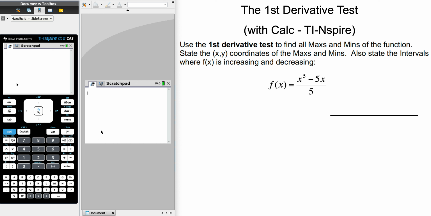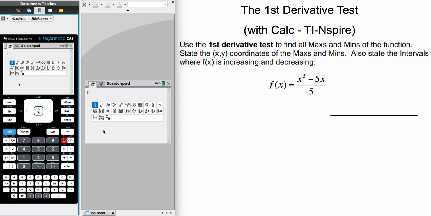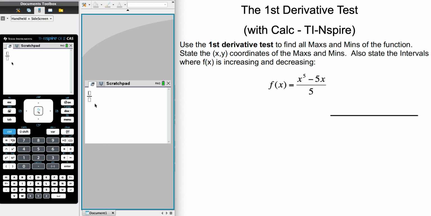Okay, let's take a look at using the first derivative test with the TI-Nspire in order to find the maxes and mins and also the intervals where f of x is increasing and decreasing. So we have this function here, and the first thing I'm going to do is go over to my calculator and enter it in so I can store it as f of x.